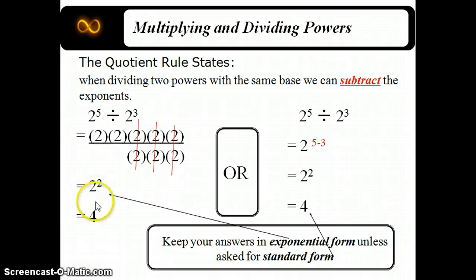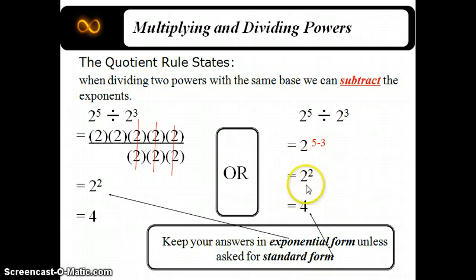Again, exponential form, standard form. Or we can use the quotient rule. 2 to the power of 5 divided by 2 to the power of 3. When the bases are the same, we can subtract the exponents. So 5 minus 3, which is 2 to the power of 2, which is 4.